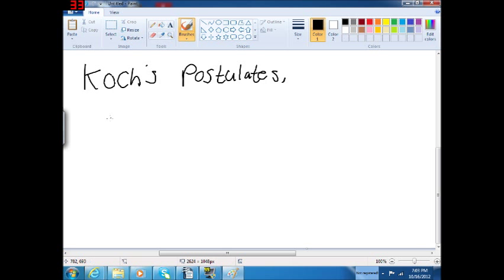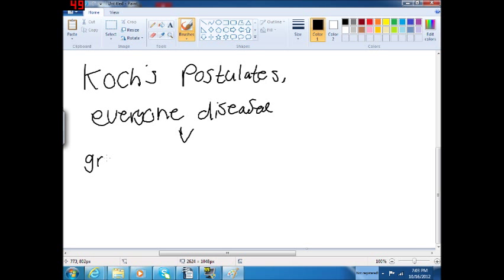Now, these are very, very simple. It literally goes, the microorganism must be found in everyone who has the disease. It then has to be extracted and grown in culture. It then has to be transferred into another healthy organism.